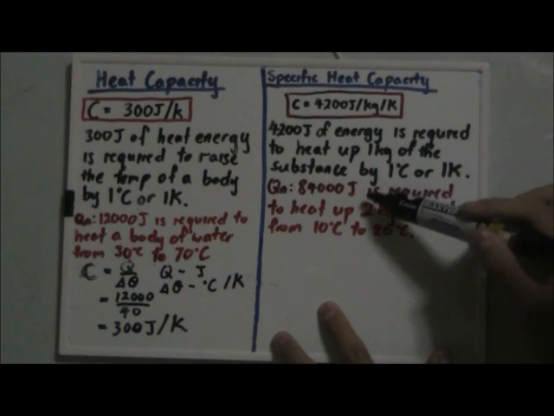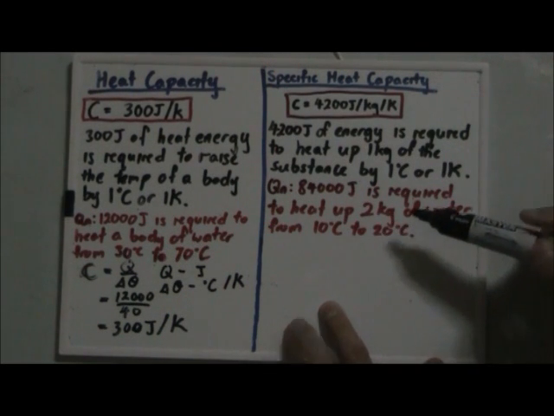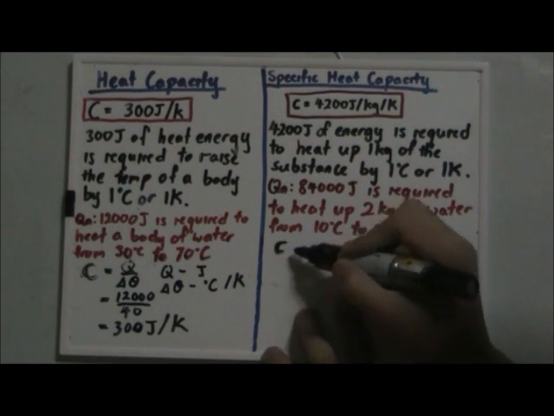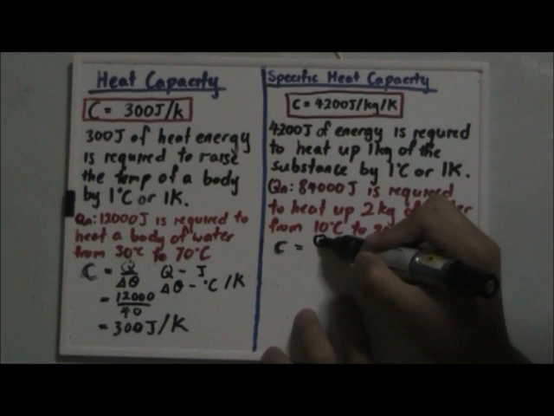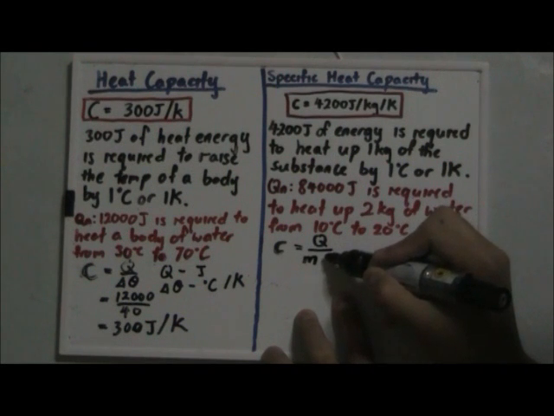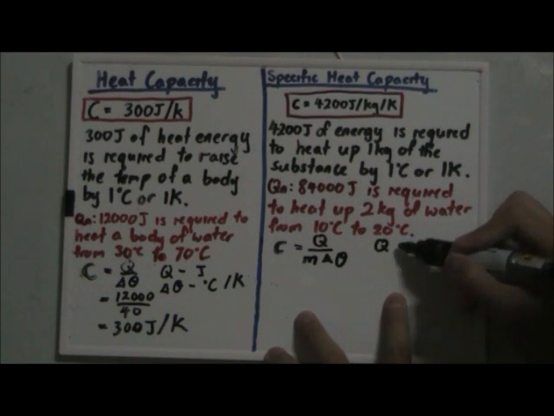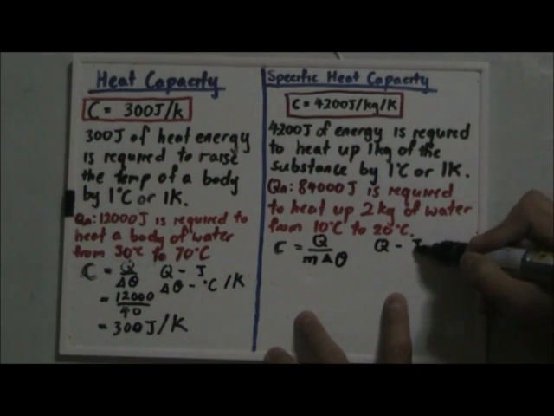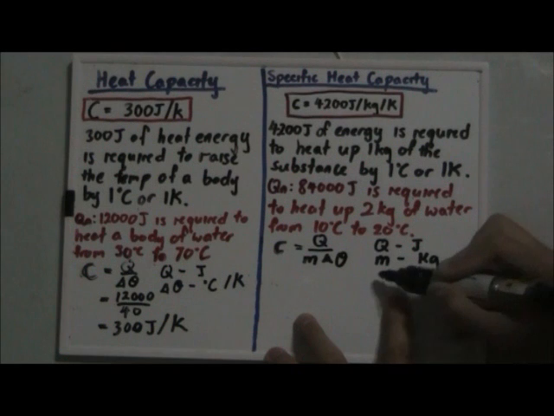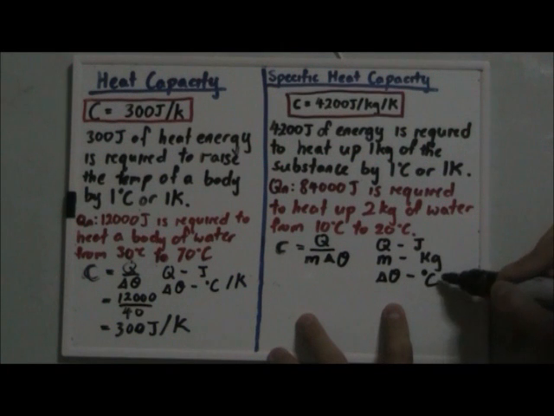84,000 joules of heat energy is required to heat up 2 kg of water from 10 degrees Celsius to 20 degrees Celsius. The formula for specific heat capacity is equal to heat energy, which is represented by capital letter Q, divided by the mass and delta theta. Let's recap again. Q represents the heat energy, which is expressed in joules. m is the mass, which is represented in kg. And delta theta is the change in temperature, which is expressed in degrees Celsius or Kelvin.